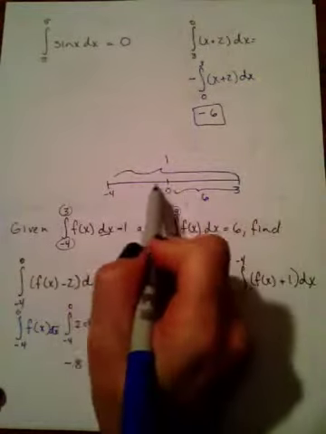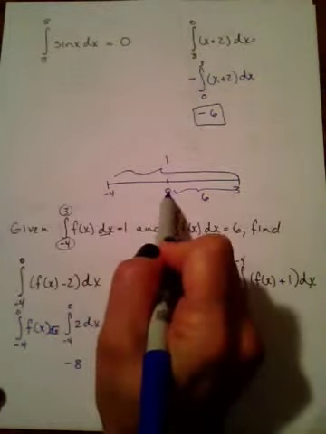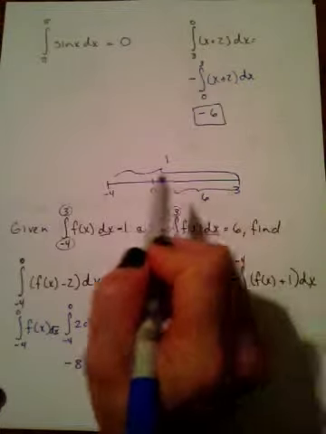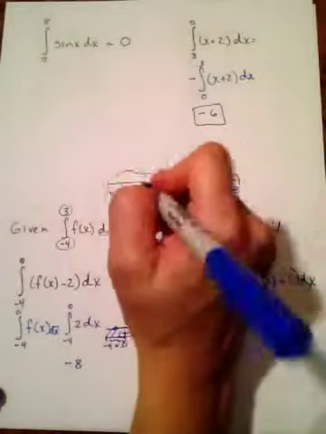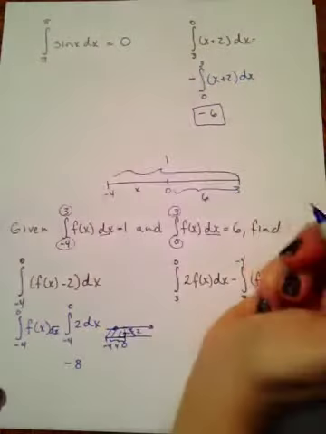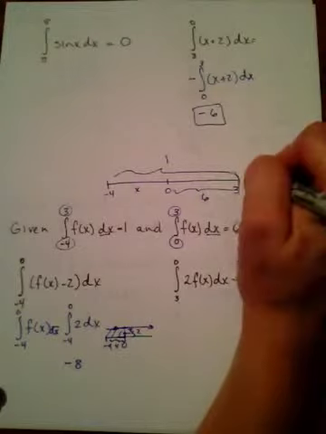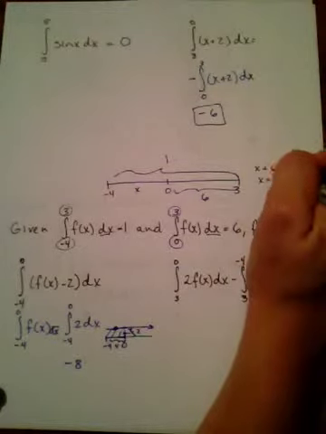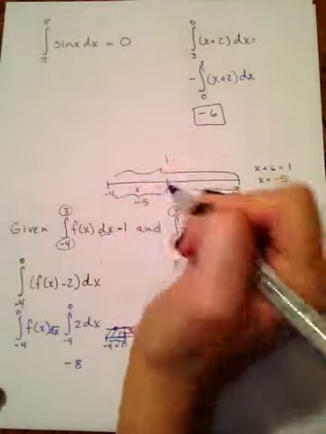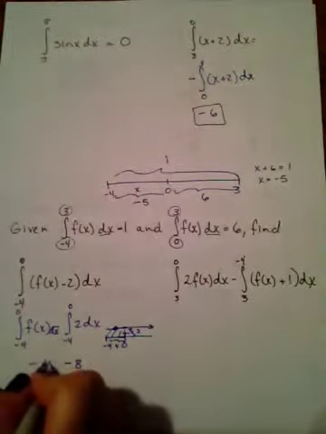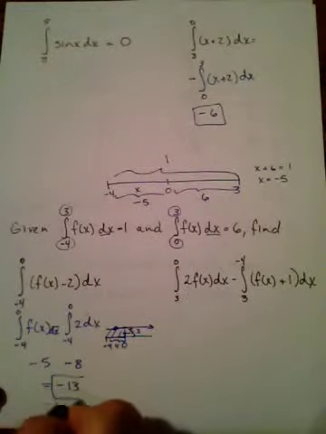What I know is that my pieces have to add up to my whole. So -4 to 0 plus 0 to 3 has to equal -4 to 3. So I can figure out what this value is just by putting an x here really simply and say, oh, x plus 6 has to equal 1. So my x equals -5. So the integral from -4 to 0 is -5. So I have a -5 minus 8 equals -13.